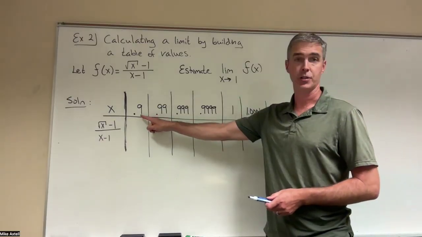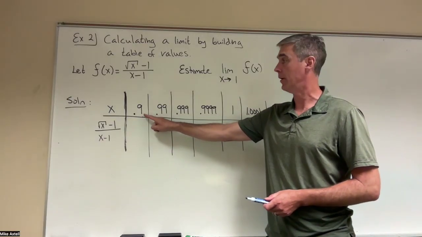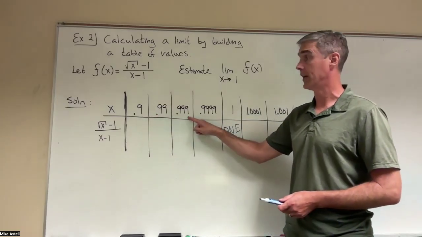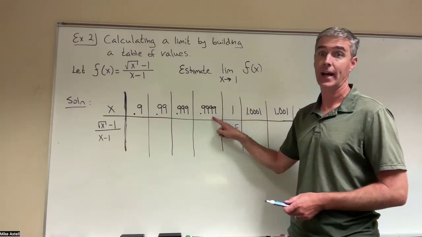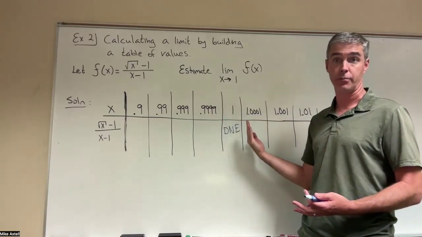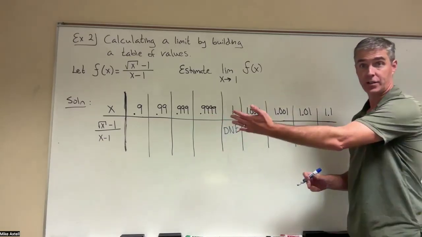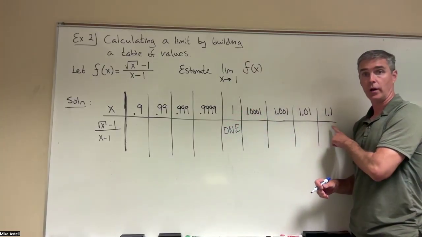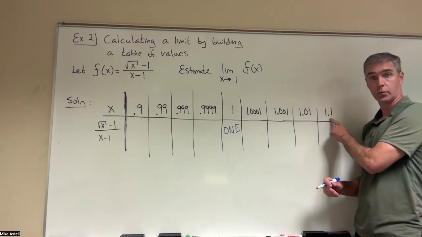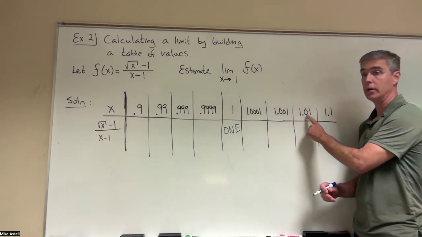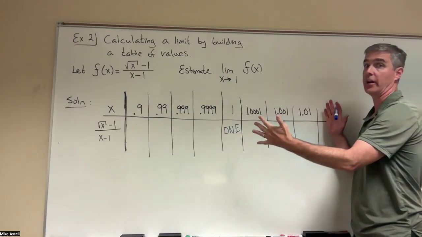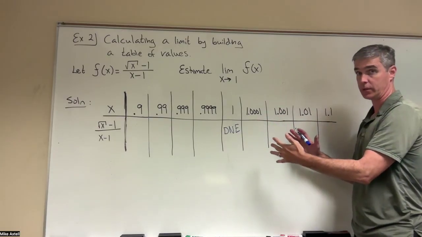So here are some x values really close to 1. 0.9 is close to 1. 0.99 is even closer. 0.999 is even closer. And 0.9999 is even closer. And I could continue this process, right? So that's less than 1, but close to 1. Here are things greater than 1, but close to 1: x equals 1.1, 1.01, 1.001, 1.0001. These x values go really, really close to x equals 1.